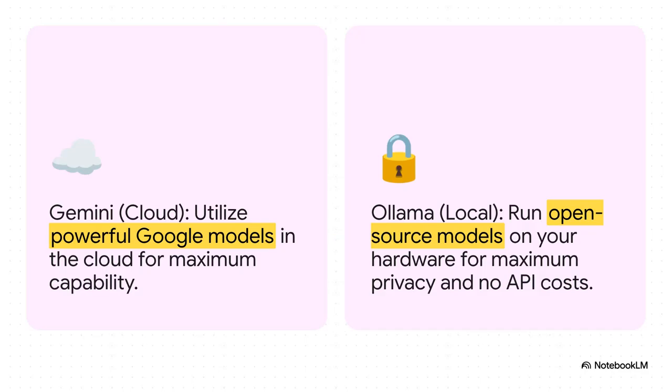And this flexibility is absolutely key. It means clinics can choose what actually works for them. If you need the raw power of a massive cloud model like Google's Gemini, you can just plug that in. But if your number one concern is total data privacy and avoiding API costs, you can run an open source model locally, right on your own hardware.